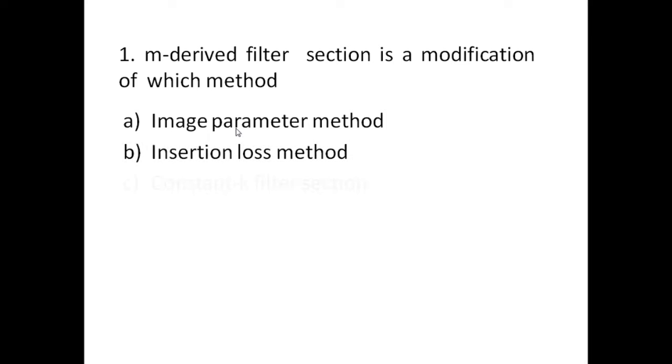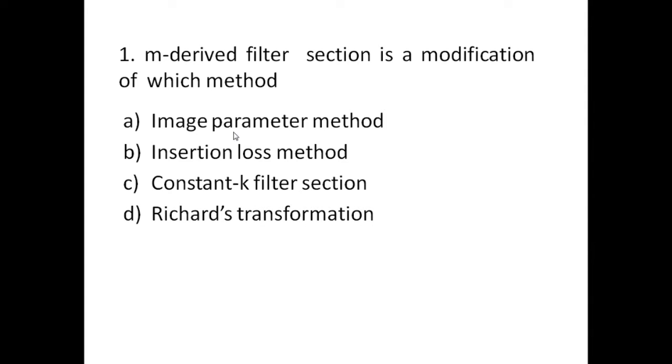The question is: m-derived filter section is a modification of which method? The options are image parameter method, insertion loss method, constant K filter section method, and Richard transformation. And I already told you it's a derivative version of the constant K filter section model. So the answer is constant K filter section method.